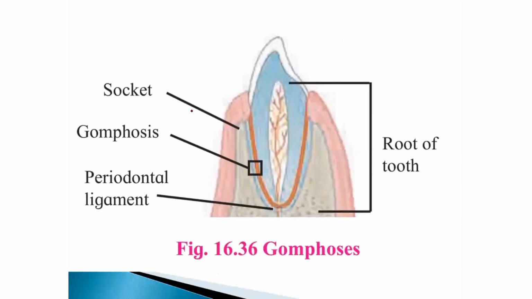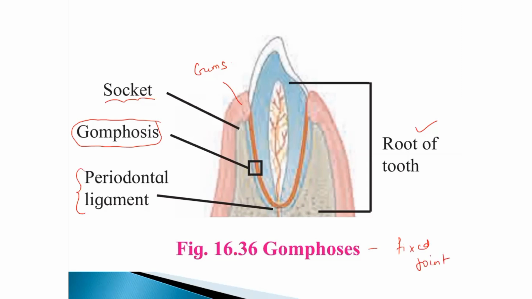So this is gomphosis. This is a socket, and we have the root of the tooth, and there is a ligament called the periodontal ligament that will hold it in position. Here there will be gums also. So gomphosis is a type of fixed joint. In fixed joints, first we saw sutures of the skull, then we talked about syndesmosis, that was tibia, fibula, radius and ulna. Then we talked about gomphosis, which is teeth and the socket.